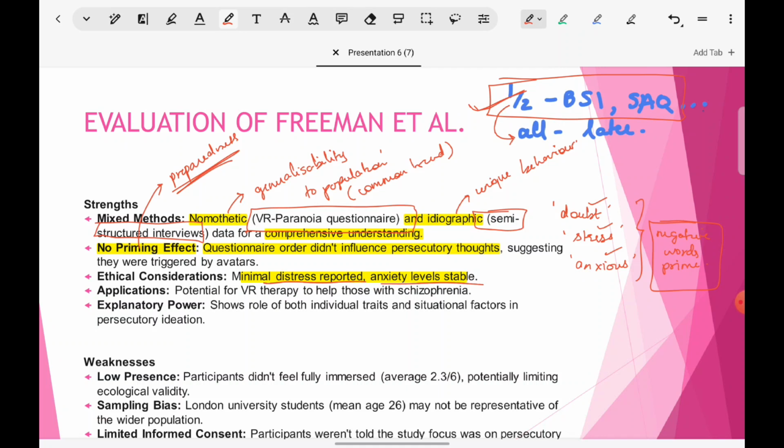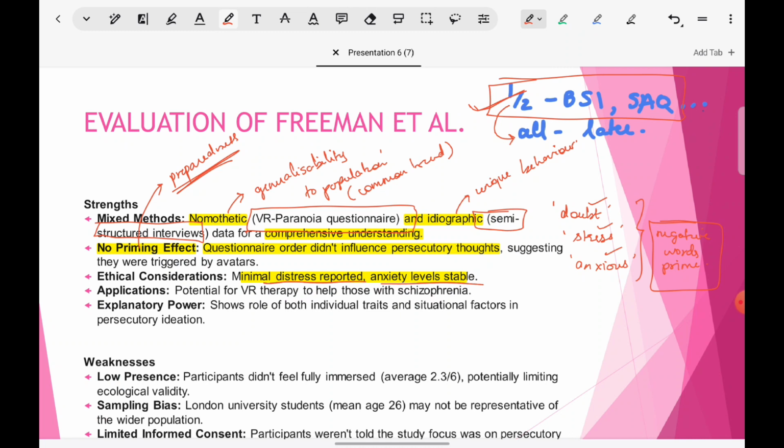They just compared and saw on the questionnaires, was there any indication of anxiety increasing after being exposed to VR? And they did not find that to be the case. Participants who were a little more anxious earlier were equally as anxious after being exposed to the avatars, and those who were not anxious to begin with were not anxious even after being exposed to the avatars.